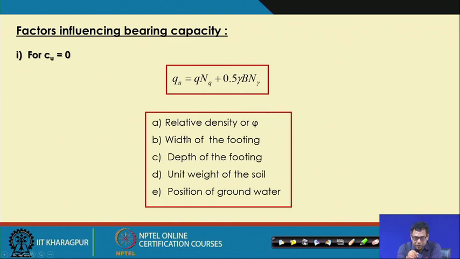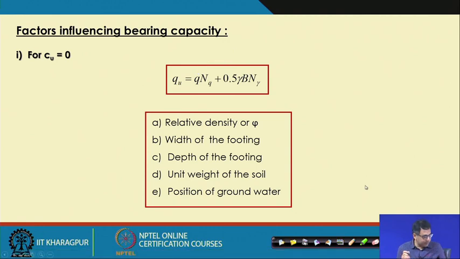Then B is there. So, width of the footing is also influencing. Then depth of the footing, because your q value is Df into gamma. So, depth of the footing is also influencing. Then unit weight of the soil is also influencing, because we have the gamma value, and the position of the groundwater table, because as the position of the groundwater table changes, your bearing capacity value will change. So, if it is the phi soil or the C equal to 0 case, or if it is granular soil, then these 5 are the influencing factors for the bearing capacity.